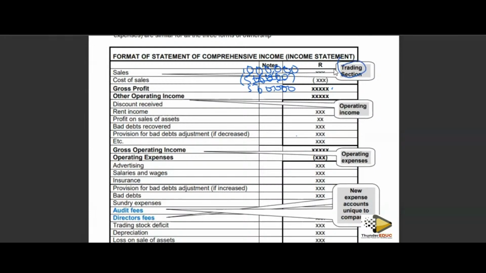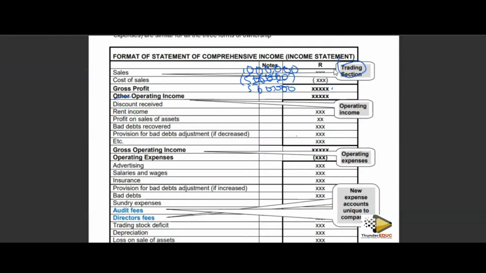So what is the trading section for? We get our sales minus our cost of sales. Now, we go to other operating income. There is a word other. Other means that we are looking at some other income which the business can receive, but not from our daily business operations.